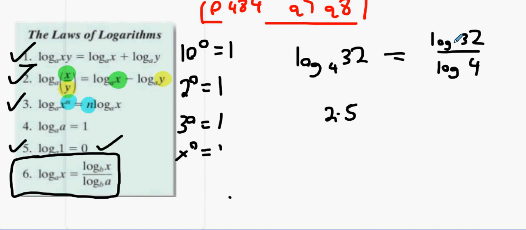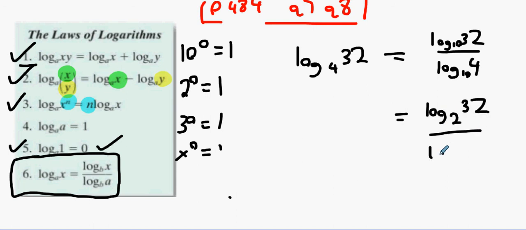What base did I give them here? I gave them a new base. I gave them base 10, didn't I? I can choose any base I want, and that will still work. What happens if I choose 2 instead? Log 32 base 2 and log 4 base 2. What would the top one be? Top one's going to be 5 and the bottom one's going to be 2. Doesn't matter.